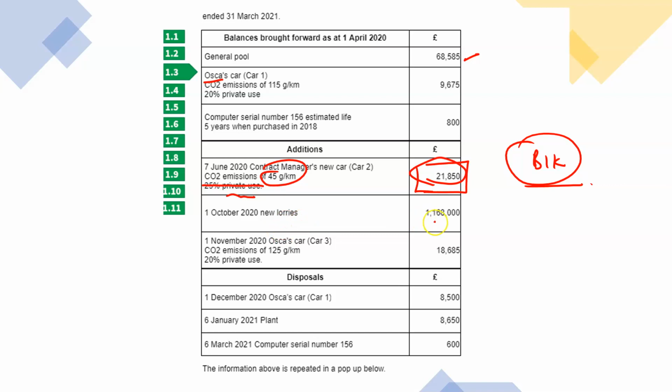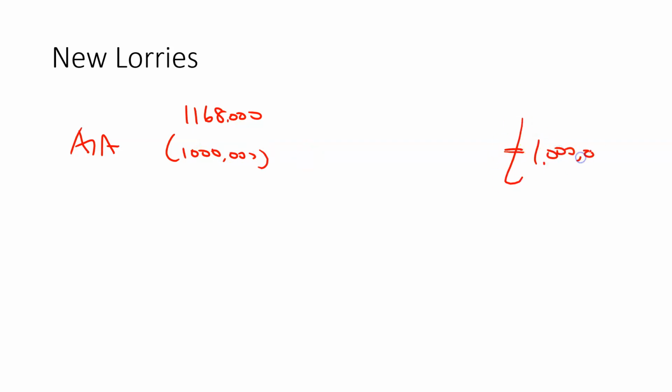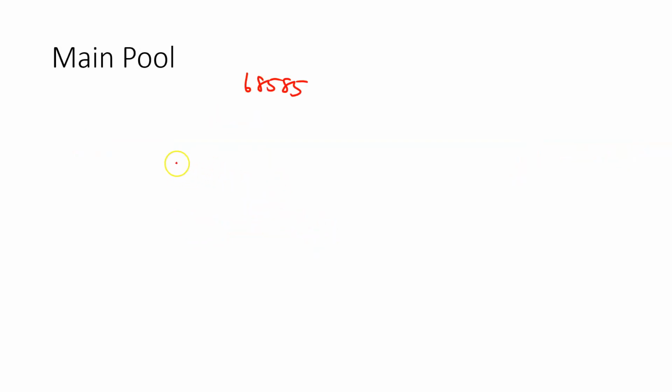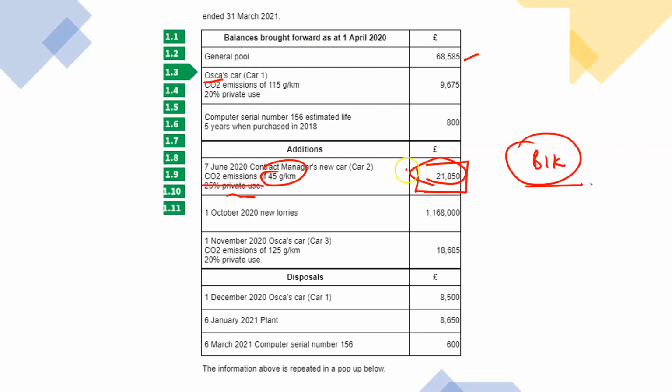Then we have some new lorries, 1,168,000. Now this is pretty straight, to be fair. You have the full AIA available of 1 million. So you therefore have a full capital allowance available straight away of 1 million. Wonderful, right? So that's great. So you have a balance of 168,000, and this balance will spill into the main pool. Anything that doesn't get absorbed by the AIA will spill into the main pool. So that's how we deal with that, right?